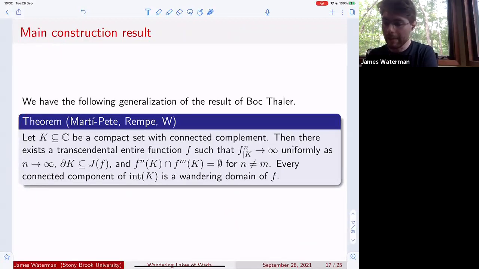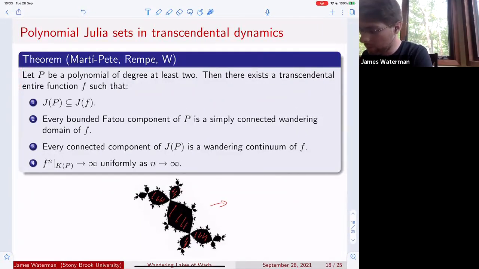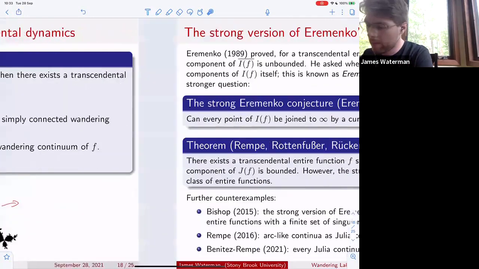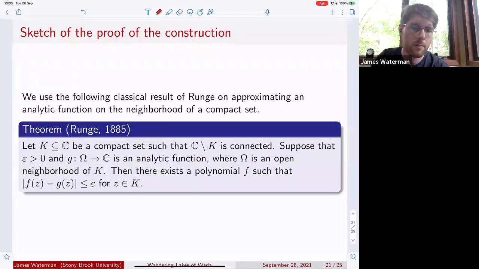One thing to mention, both for this result and for the main result here, is that it's a compact set. It doesn't need to be connected. So for example, the polynomial that you choose doesn't need to be a polynomial with connected Julia set. It could just be one of these that's totally disconnected. Okay, so what we do, first, is that basically we look at a compact set.